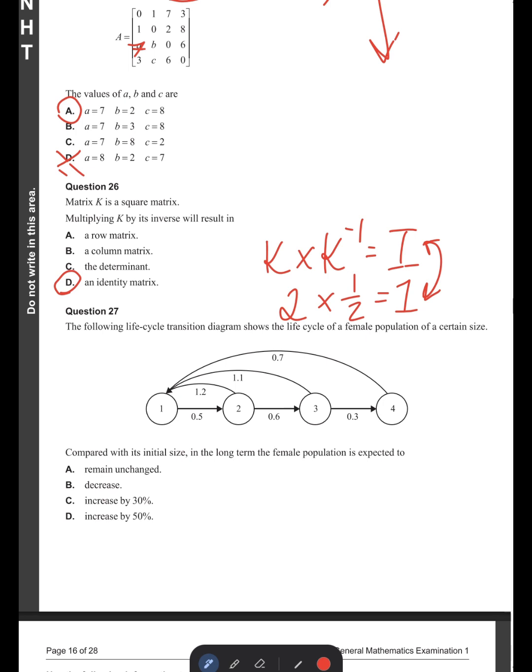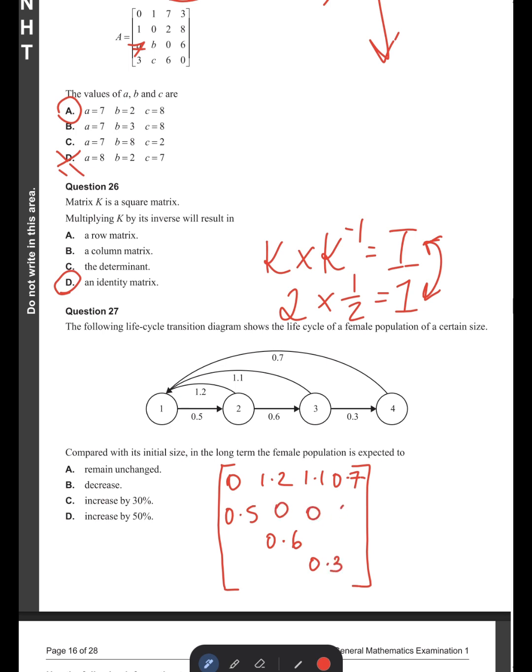The following life cycle transition diagram shows the life cycle of a female population of a certain size. Compared with its initial size, in the long term, the female population is expected to. All right, so for here, I'm just going to have to put it in because we can see that we're obviously going to get lower here and we're not really building that many in our moving up. So it's likely that it's going to decrease, but the best way to do it is just to check. So all your birth rates go along the top and then all of your survival rates go along the diagonal.